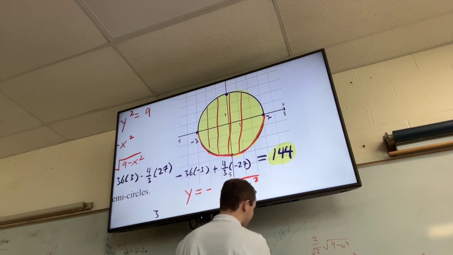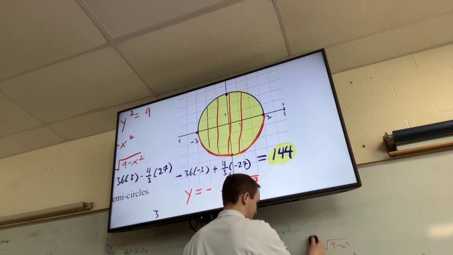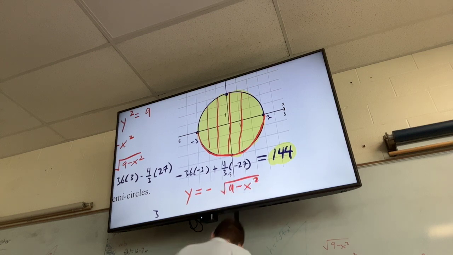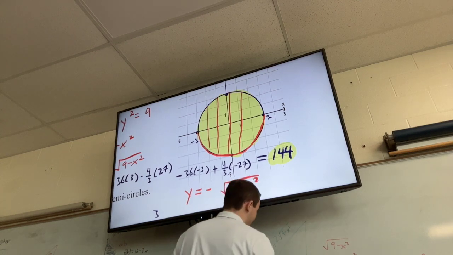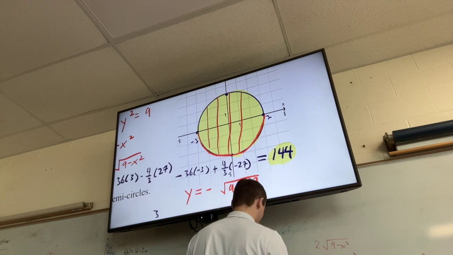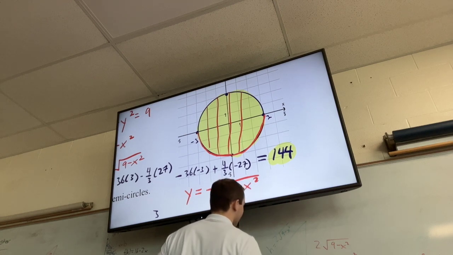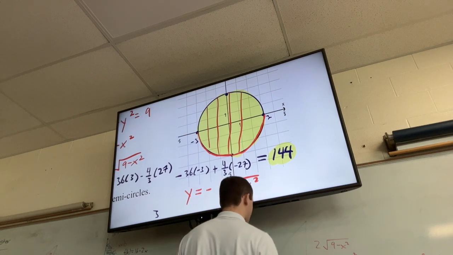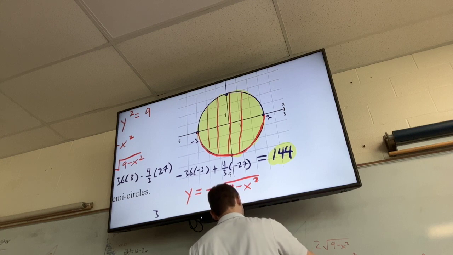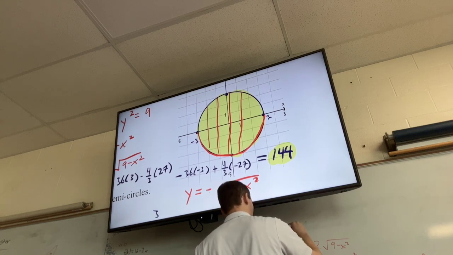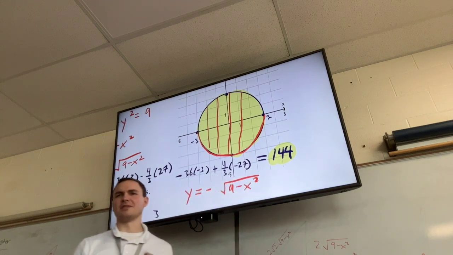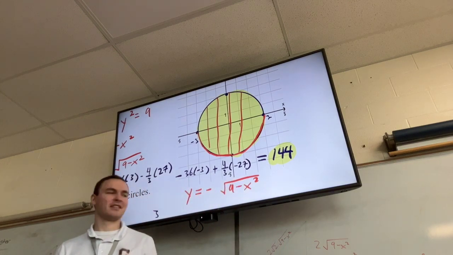So what's the length of the leg going to be then? 2 times root 9 minus x squared, yep. How do we go from leg to hypotenuse? Root 2, yeah. So now it's going to be 2 root 2, root 9 minus x squared. We actually didn't need that hypotenuse, did we? I'm not even going to use that.